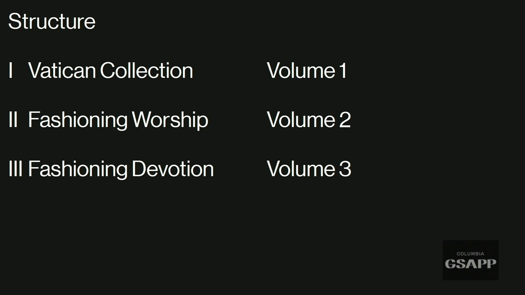So the first thing was looking at the book structure as a whole and how it would respond to the site-specific exhibition itself. As I said, there were three locations and three parts of this collection. One were 60 pieces that were on loan from the Sistine Chapel sacristy at the Vatican that the curator Andrew Bolton managed to procure for this. It included vestments and sort of precious headwear and a number of other things.